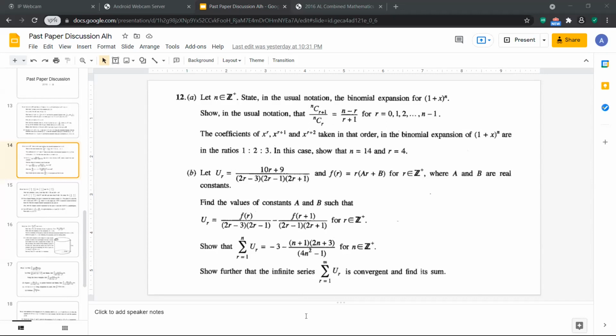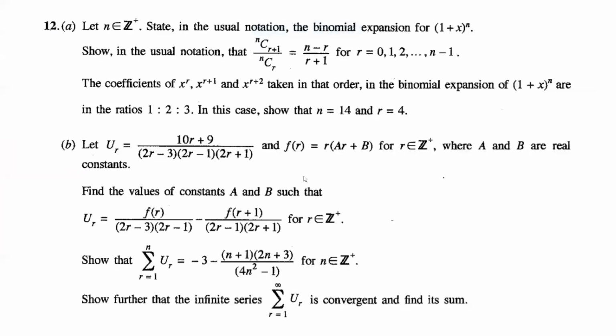Right. Let's move on. So the next question is, if you let Ur be equal to this, we have been given Ur, and fr is this. Find the values such that Ur is equal to this minus this. Now you probably have done series questions. So what we basically have to do is, at the end you can see that we need to find the summation of all the terms of Ur when r goes from 1 to n. That's what we need to do.